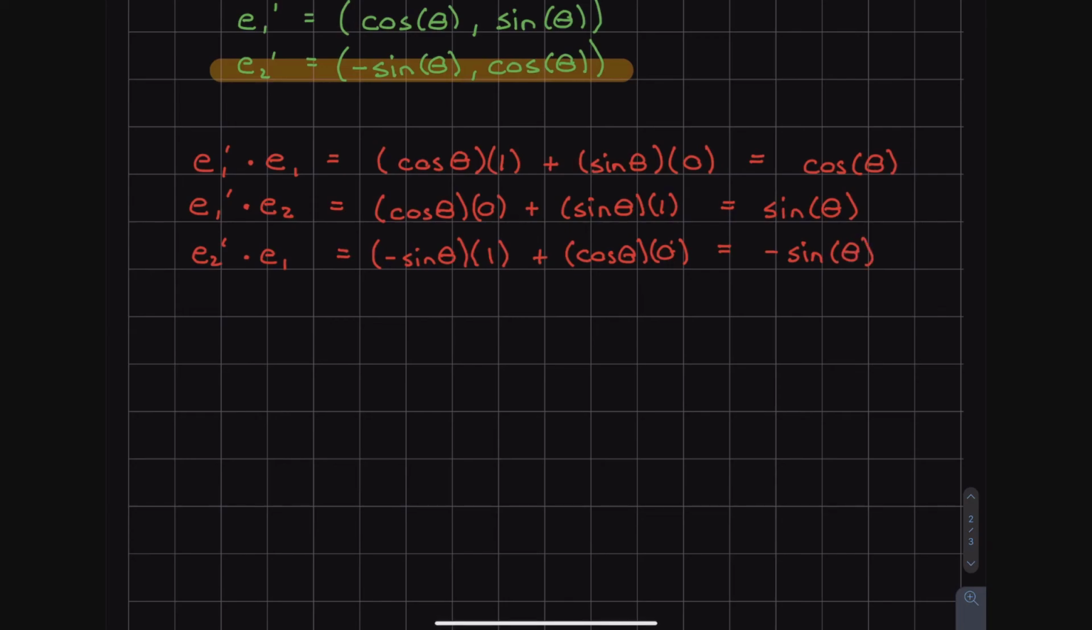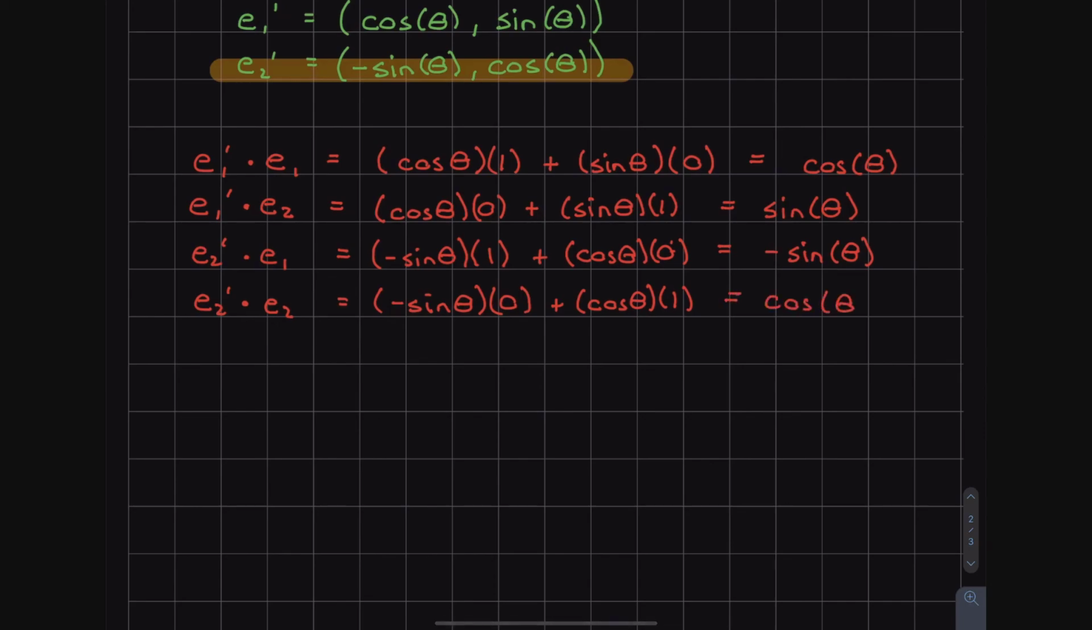And then finally, our last one, we got e2 prime dot with e2. And what we get is the first components are going to stay the same because it's the same vector. So we're going to get, oops, I make it sound like it's going to be nice and easy. And then of course, I get it wrong. So we get negative sine of theta multiplied by the first component of e2, which is 0, plus the second component of e2 prime, which is cosine theta, multiplied by the second component of e2, which is 1. So in the end, we get cosine of theta.